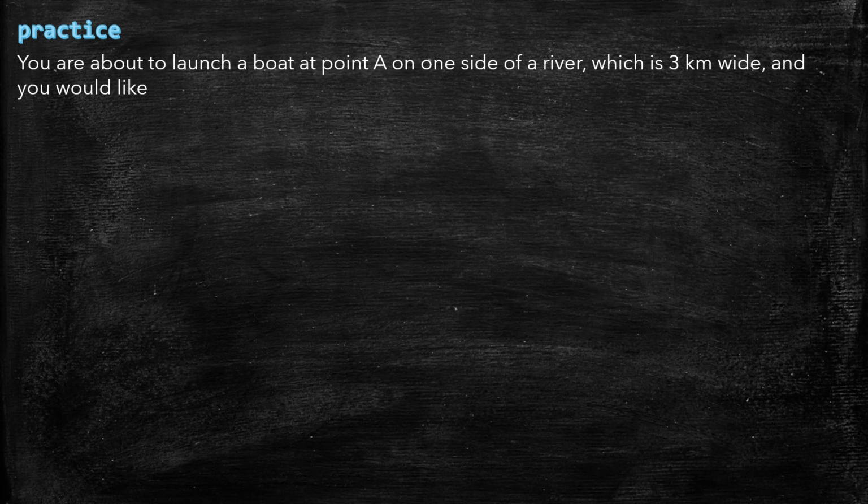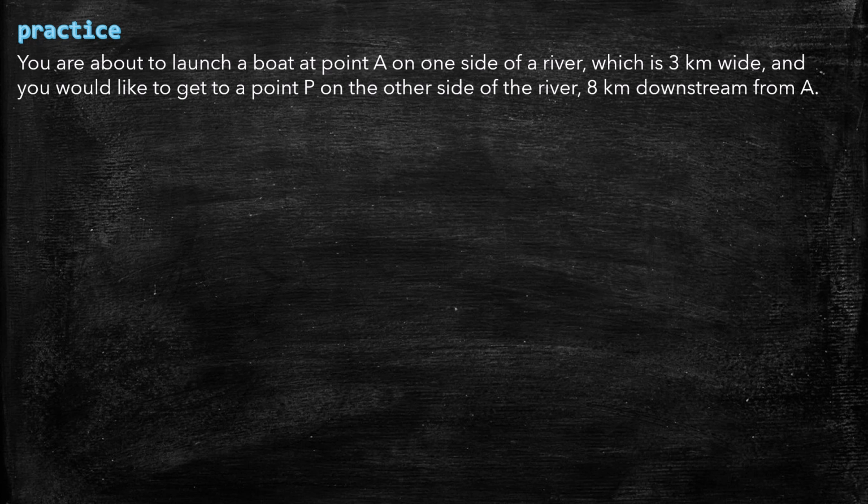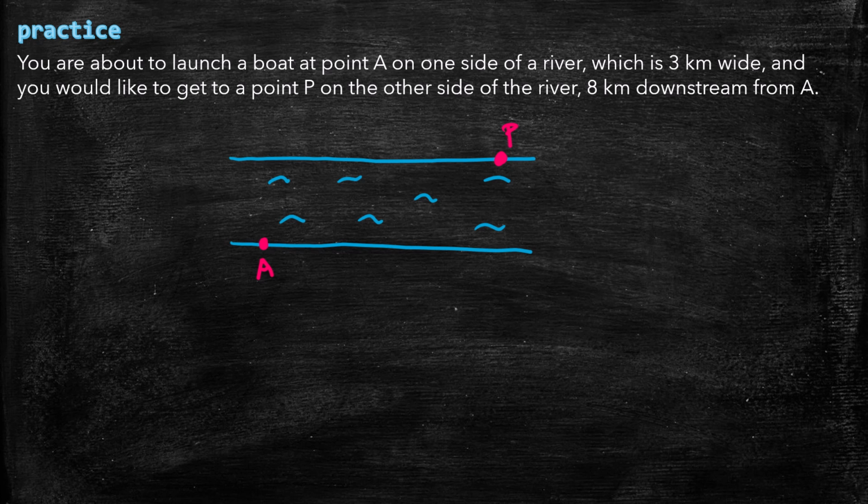So here's our practice problem. You're about to launch a boat at point A on one side of a river, and you would like to get to a point P on the other side of the river. So here's the picture. Here's the river. Here are the points A and P. The river is 3 kilometers across, and you'd like to get to point P, which is 8 kilometers along the river on the opposite side.